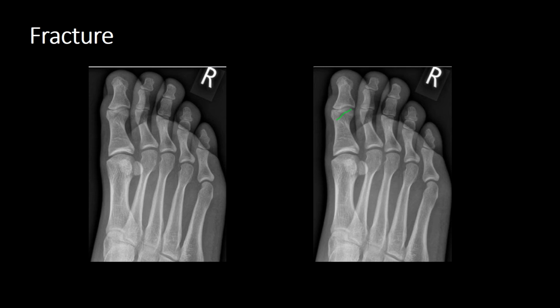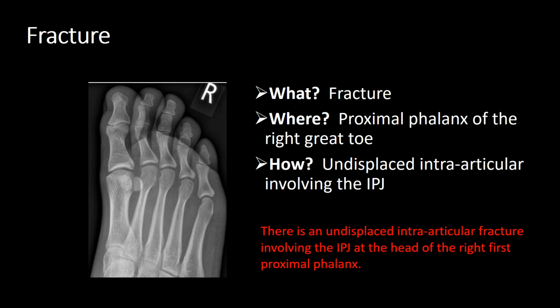There is actually a fracture in this image. Did you spot it before? We can see how there is a lucent oblique line running through the head of the proximal phalanx. It doesn't extend out into the cortex, but even so, this disruption, this lucency running through the trabeculae indicates that we have an undisplaced fracture. So what is it? It's a fracture of the proximal phalanx of the right great toe, and it's undisplaced. But importantly, you need to mention that it's intra-articular and it's involving the interphalangeal joint.